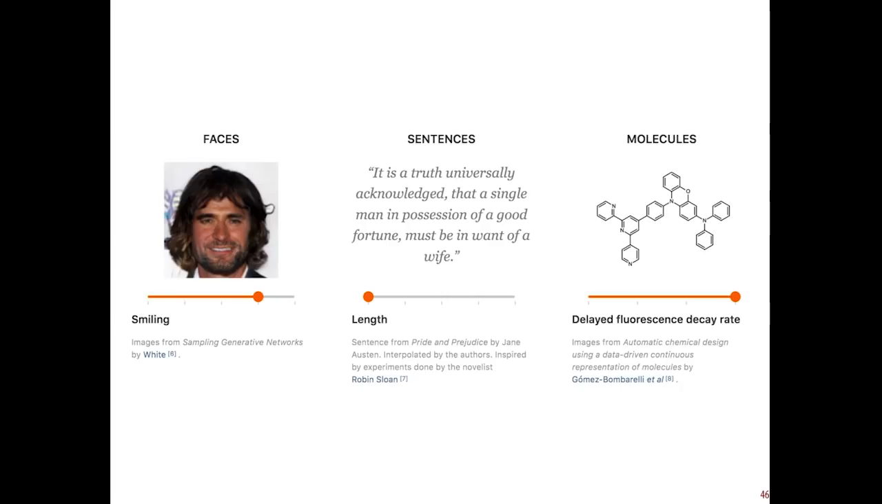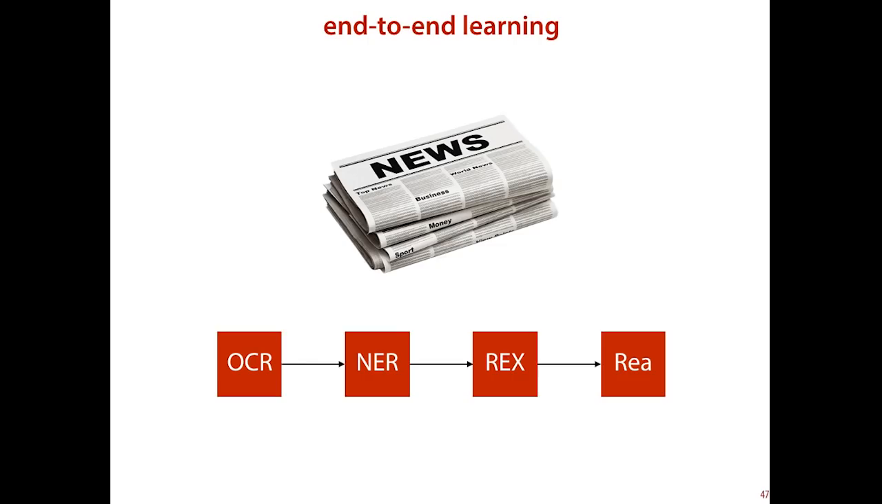The way we used to do this was in a pipeline of steps, right? So if you want to do automatic analysis of old news articles, you need to scan them. You need to do OCR, so character recognition. Then you get a language. Then you do something like named entity recognition, so you recognize which parts of the sentences, which part of the language, refer to entities. You do relation extraction, what relations are being expressed between these entities. And then you do reasoning over that. It's sort of an old-fashioned way to do artificial intelligence systems.